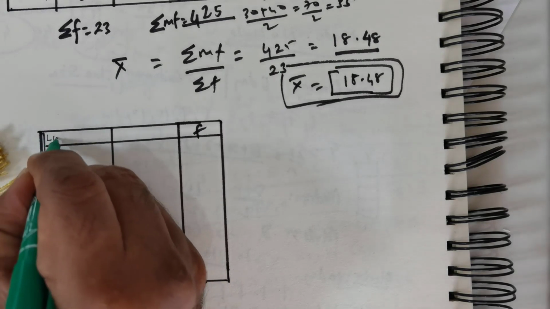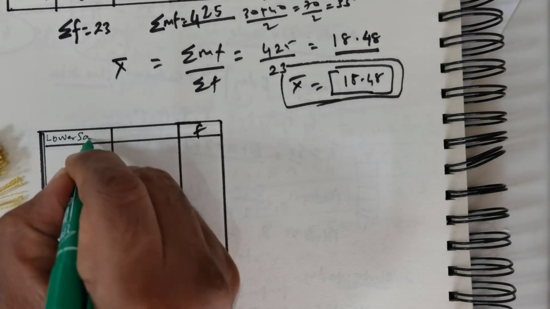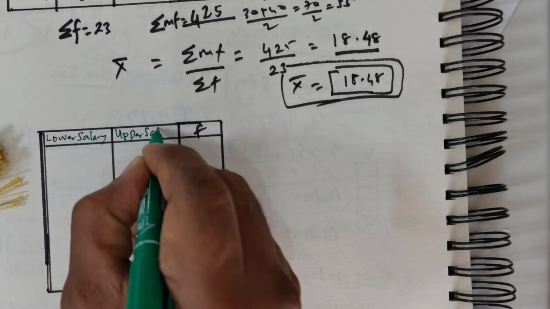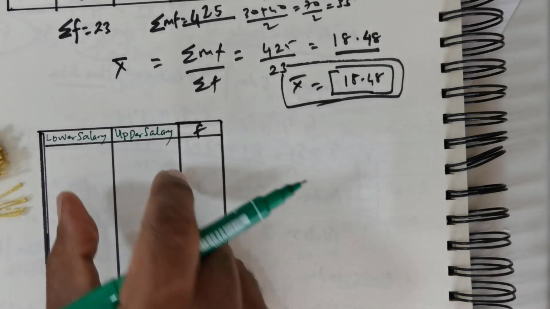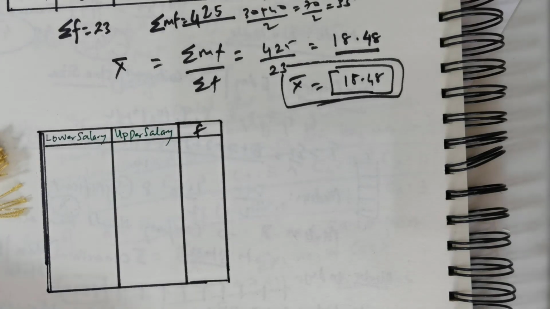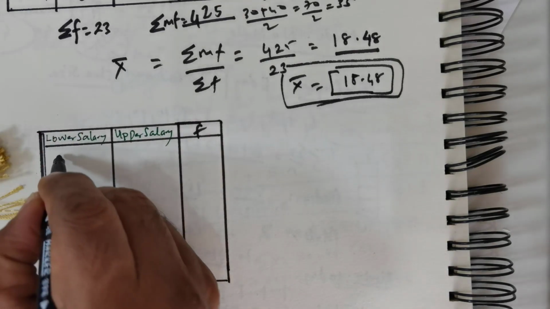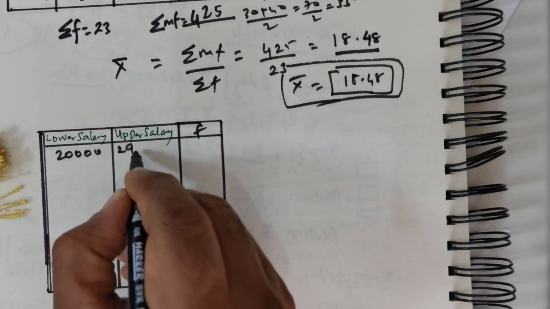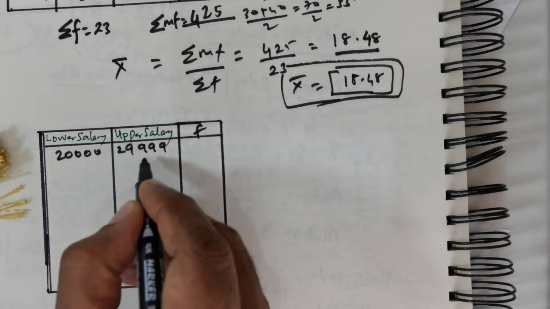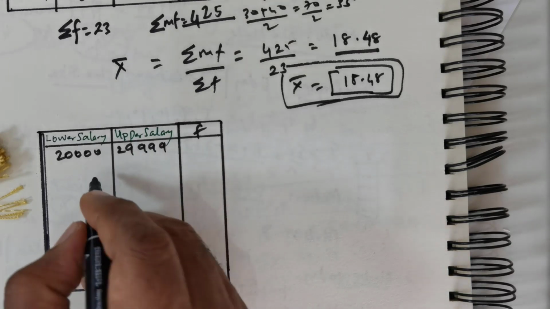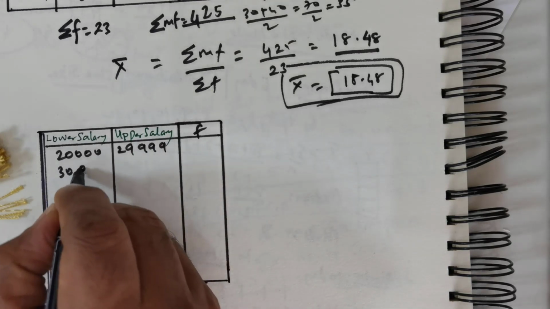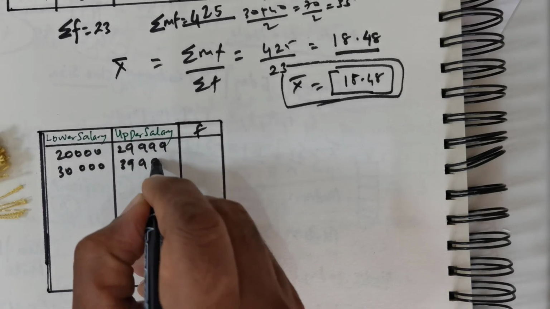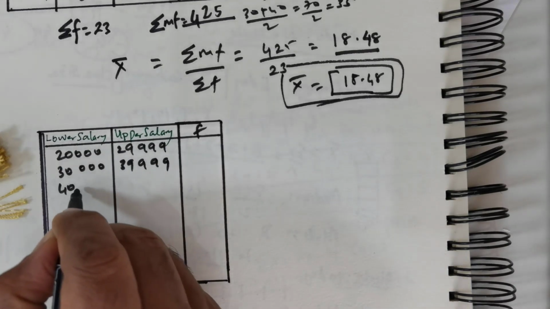Lower salary, and this is the upper salary. So this is the range that is being given to us. So 20,000 and upper salary is 29,999. This is 30,000, 39,999. So let me fill in the data.